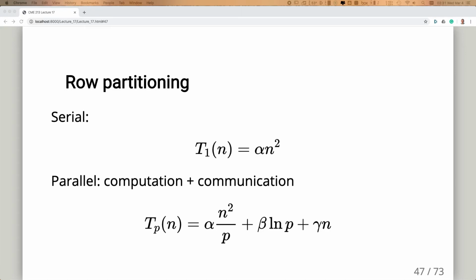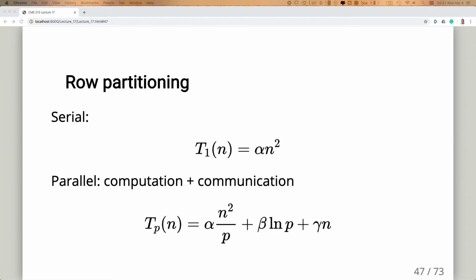Here I'm just going to give you a bunch of formulas. The details don't really matter, but try to get the high-level ideas, so hopefully you can apply the same ideas in homework 5. First you start with the serial time. For matrix-matrix in homework 5, it's n cubed. For matrix vector, it's n squared. This is a reference serial running time. Then you have to estimate the time it takes to do the computation and the communication.